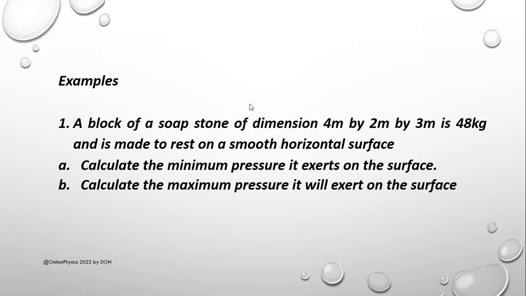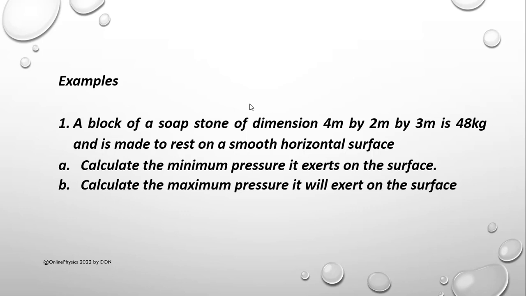A block of soapstone of dimension 4 meters by 2 meters by 3 meters is 48 kilograms and is made to rest on a smooth horizontal surface. So you can have that picture of that block, that is a cuboid, resting on a smooth horizontal surface. We are expected first of all to calculate the minimum pressure it exerts on the surface, and then we also calculate the maximum pressure it will exert on the surface.